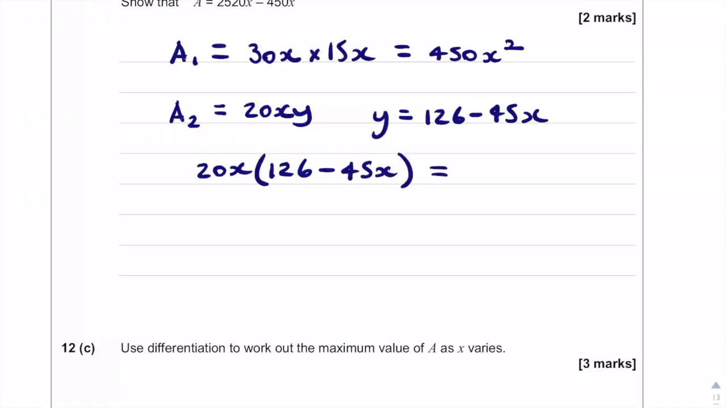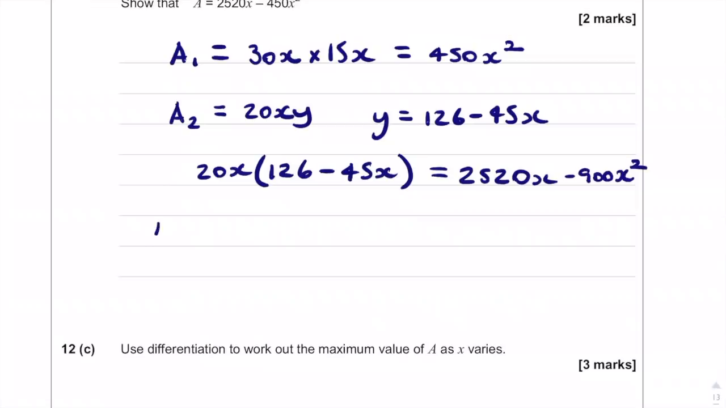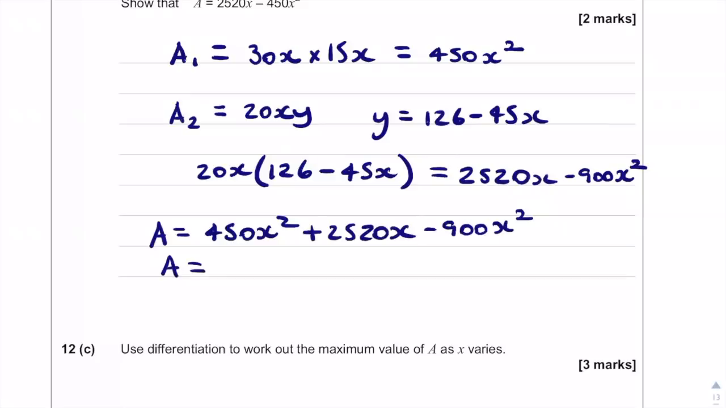Simplify that. I'm going to get 20 times 126, which is 2520x, minus 45 times 20, which is minus 900x squared. And then to work out A, the total area, we do 450x squared plus 2520x minus 900x squared. And of course that simplifies to 2520x minus 450x squared. And that's what we had to show.